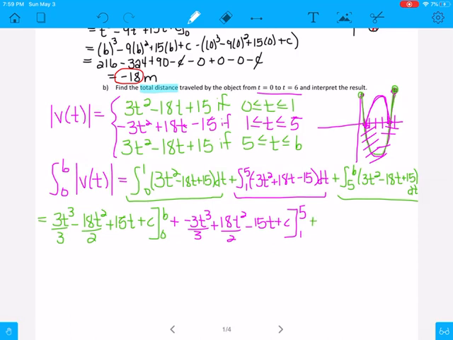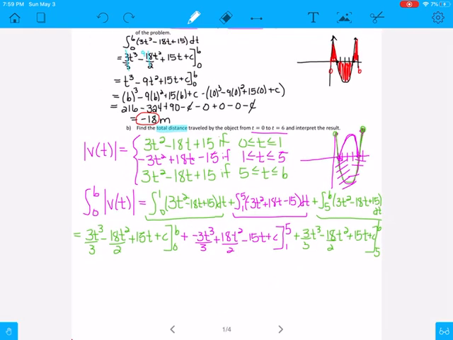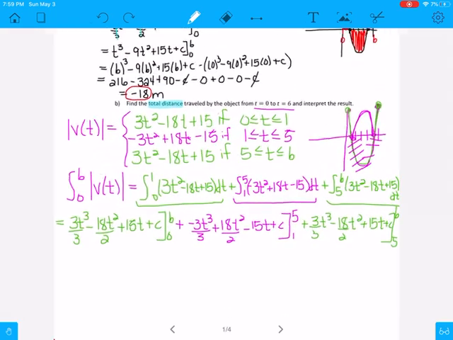Plus 3 divided by 3 t cubed minus 18 divided by 2 t squared plus 15t plus c from 5 to 6. Now this is going to take me longer than one line, so oops, my line is going to carry on. Okay?